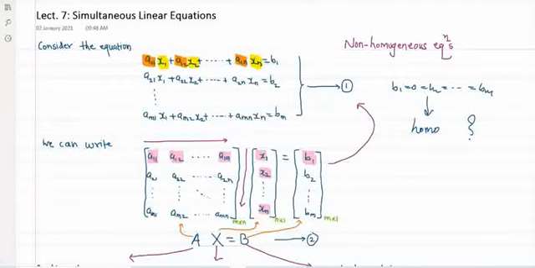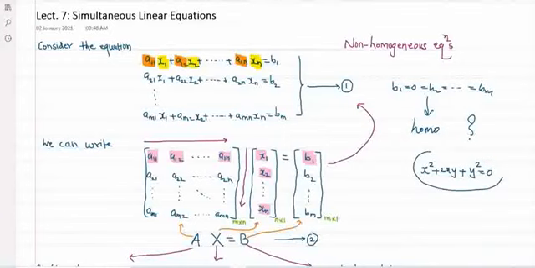Okay, I will write one equation: x square plus 2xy plus y square equal to 0. This is an equation in two variables. What are the variables? x and y. Is it right? This is the equation in two variables x and y. Is this equation homogeneous?